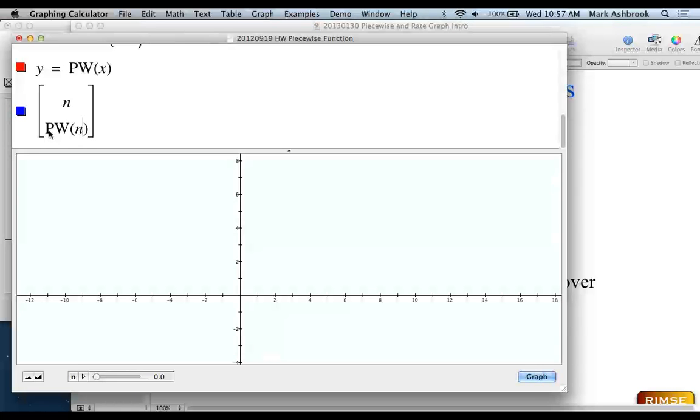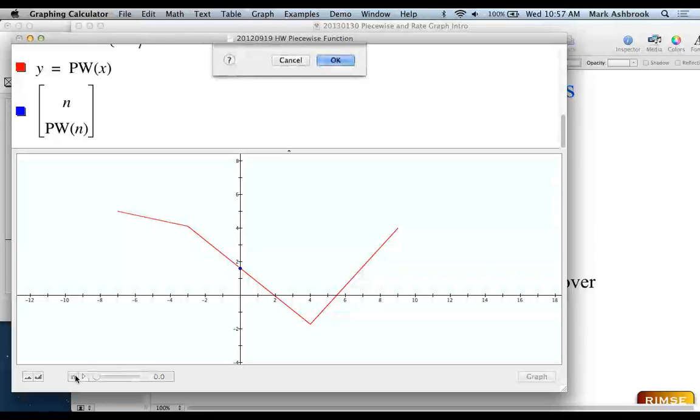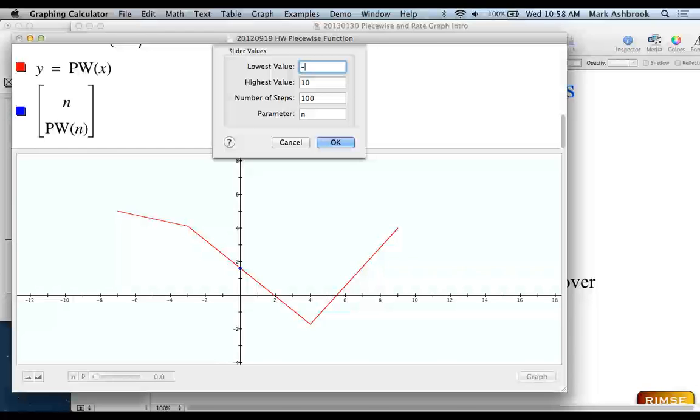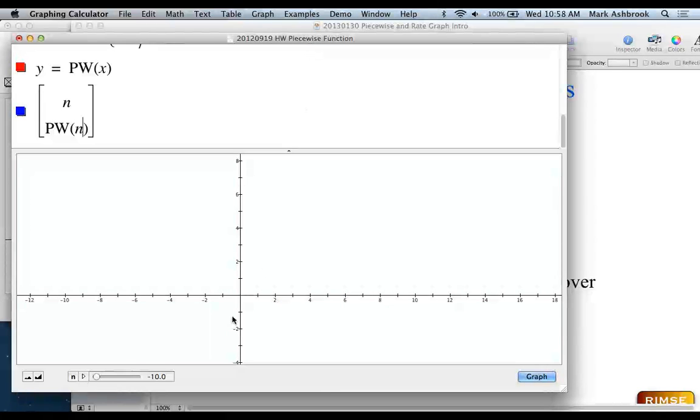What do you want to do? Can you go back? Okay, so there's your movable point. Letting x be n, and I need to reset n if I want to see the whole thing. So from say -10 to 10. There's my movable point.